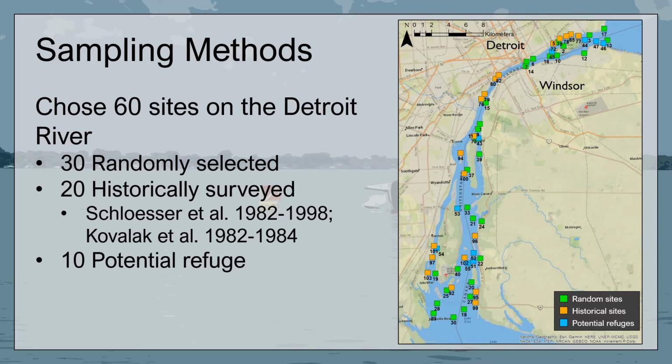We divided the river just above Fighting Island to create upriver and downriver sections, and all site types were selected equally between these sections. We set out to sample these sites between the 17th of July and the 9th of August in 2019 for a total of 18 days of sampling.